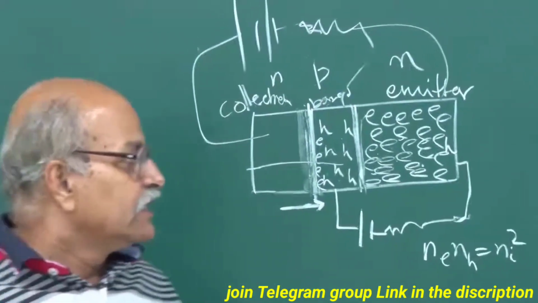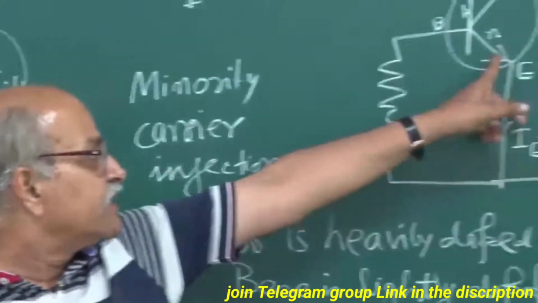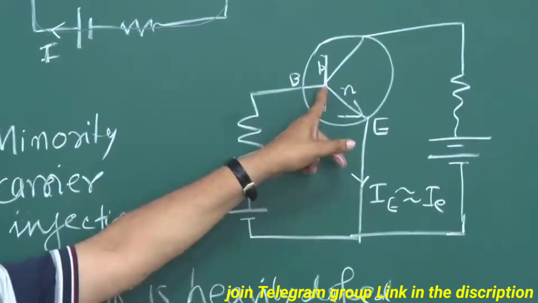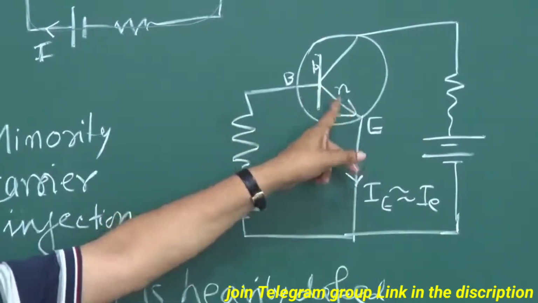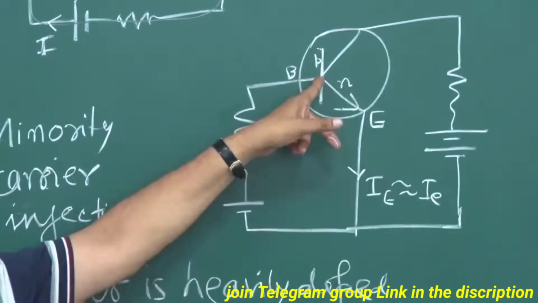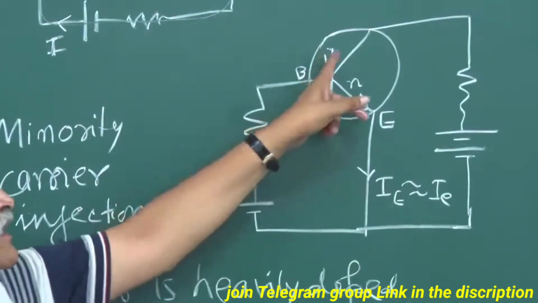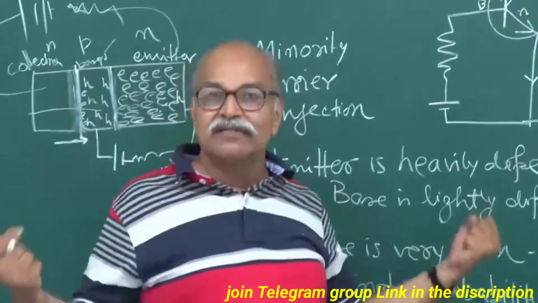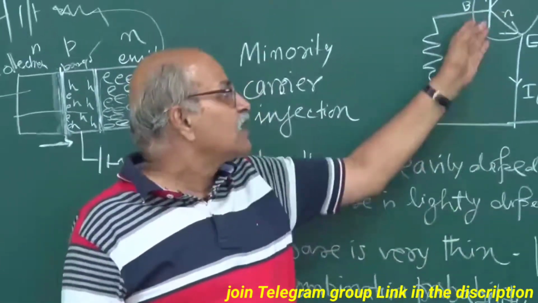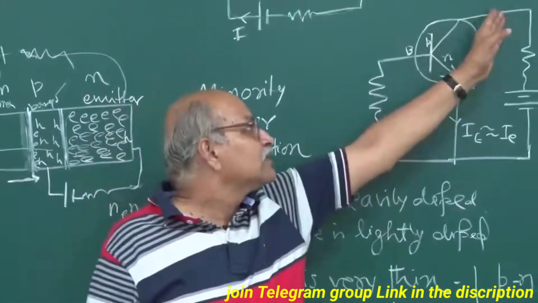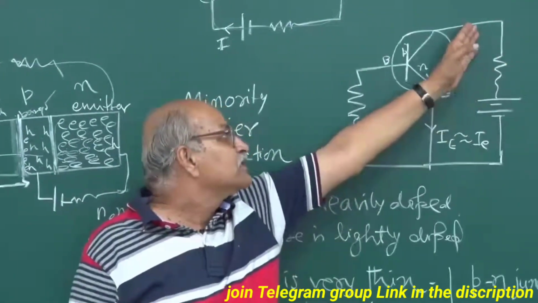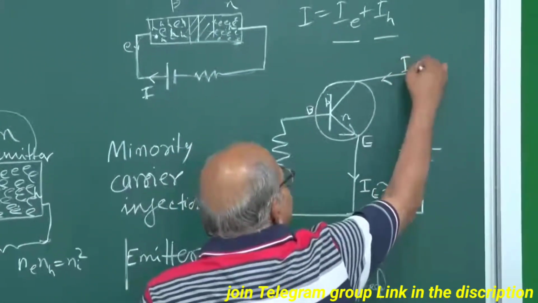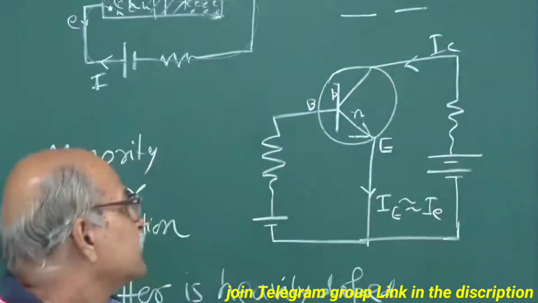So what is the picture now? The picture now is that this emitter has injected lots of conduction electrons into this base, but the base region is very thin. These electrons cross over that base region and reach the depletion layer of this base-collector junction, and that collector is waiting for these electrons with a strong electric field to attract them. These electrons are attracted and go through that collector, and that makes the current IC. So this is IC. Since the electrons are going this way, your current is in this direction.